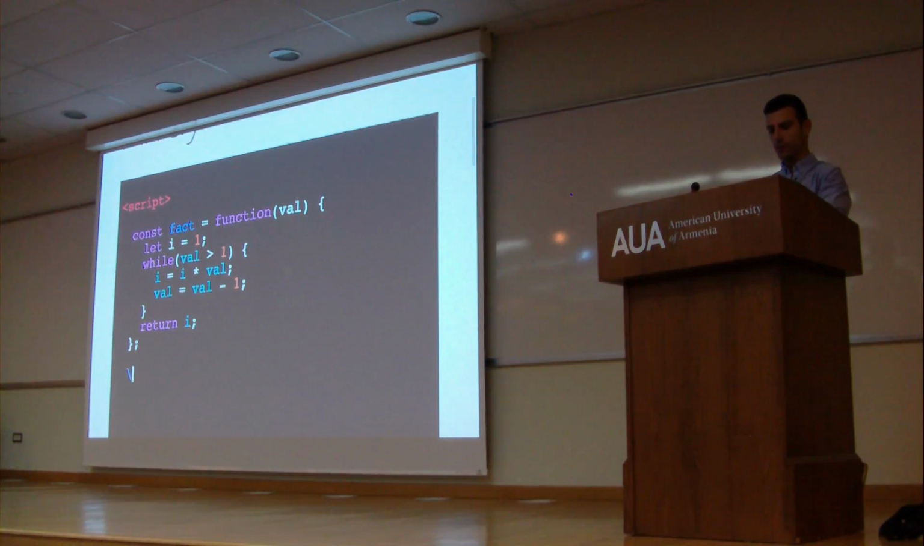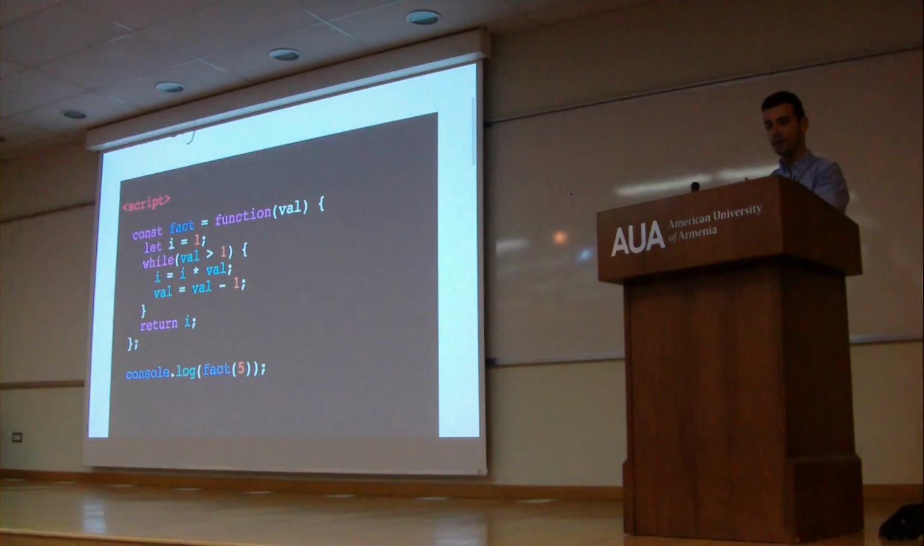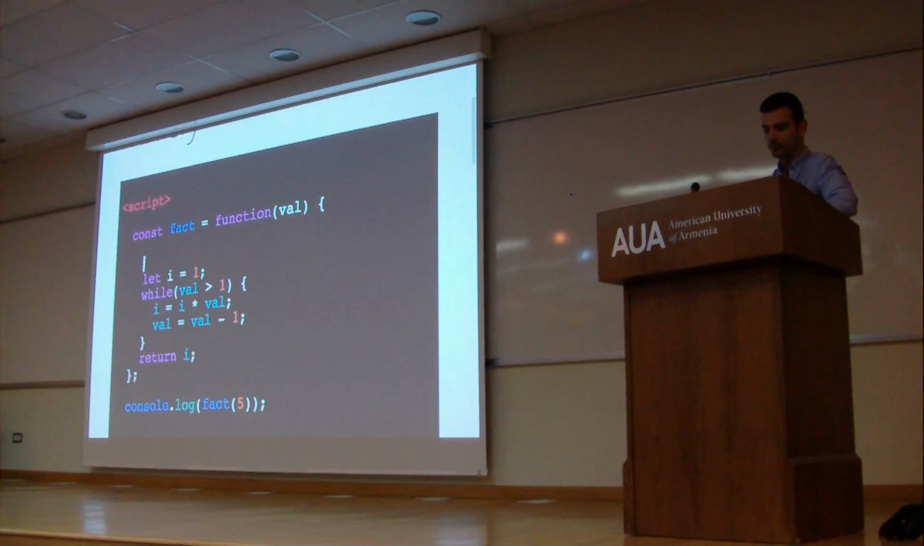Okay, so now we can do fact 5. Console.log that, and we get 120. Very good! Alright, I'm proud of you guys. You did a great job. Now let's rewrite this using a for loop so we don't have to do this, this, and this. Help me do it with a for loop.